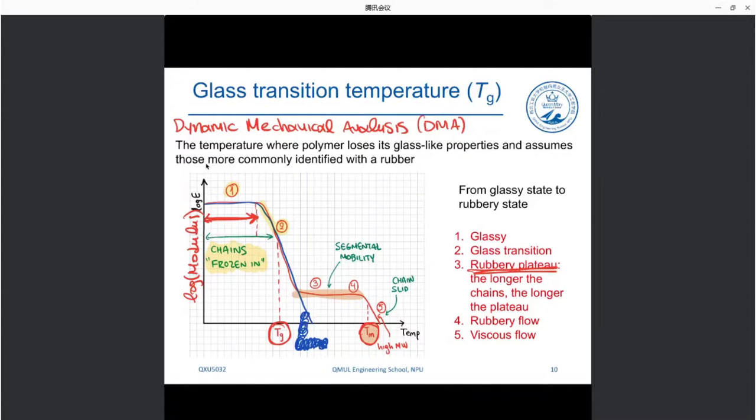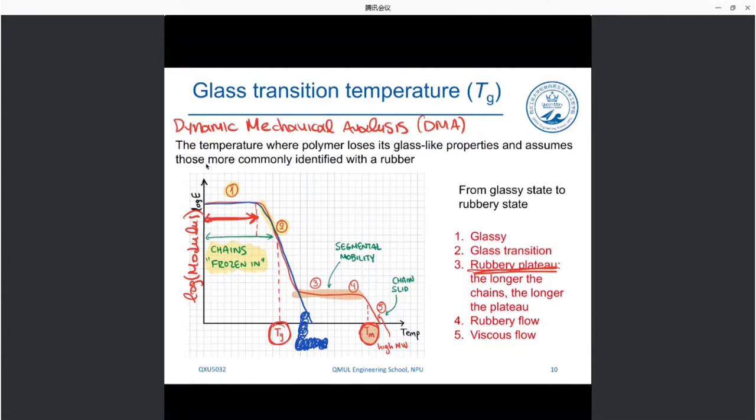So I repeat once again, at low temperatures, the chains are frozen. Then we give them a bit of energy and they start moving. And because they start moving, the material softens. It passes through the glass temperature, or the glass transition temperature. Then after it passes the glass transition temperature, the polymer becomes softer. It still has a modulus.